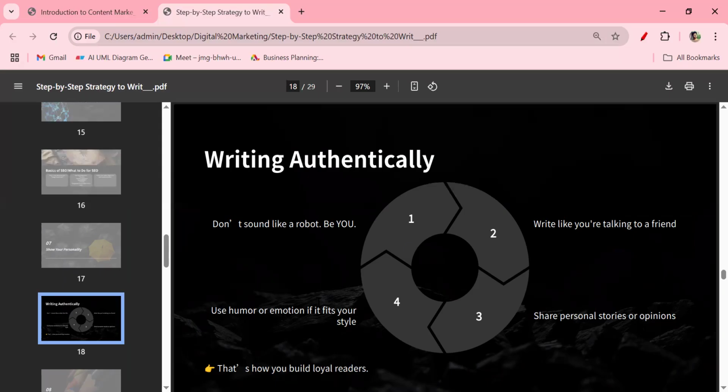So whenever you write, you use humor. Humor is something that can make you relatable in different situations. Majorly you can refer to stand-up comedians. They are providing very good humor. And the emotional part, it fits your style, that is, what kind of work or what kind of skills you are acquiring to become an expert in digital marketing. So the resilience part, whatever you are facing, you can share that in content. Share personal stories or opinions. That's how you build loyal readers.